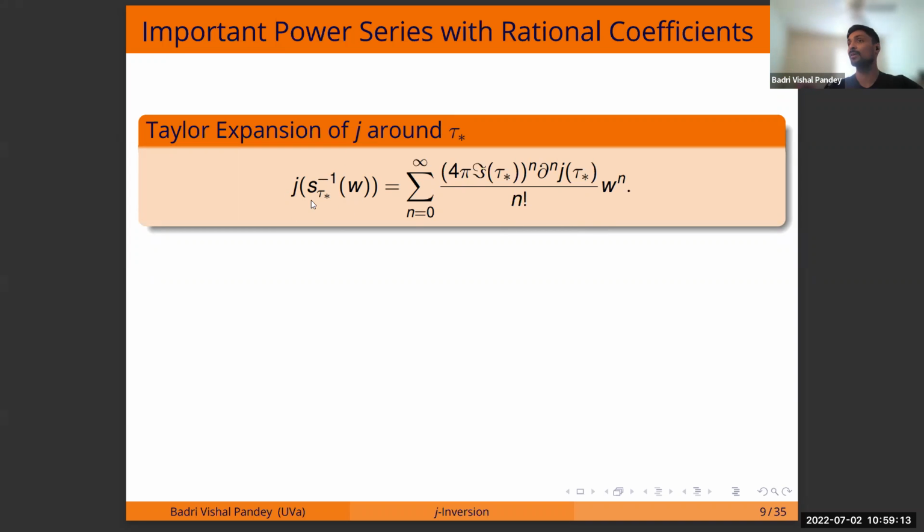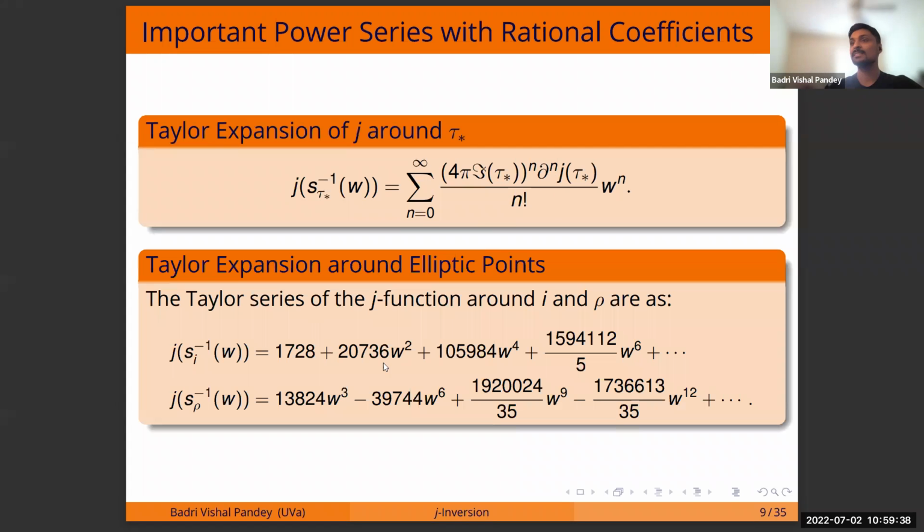J of S tau inverse of W is this summation, where 4 pi times the imaginary part of tau, the whole thing to the power n, and then there is the nth derivative of the J function. This is what I was talking about: evaluating this part is pretty hard in general. But when tau star is equal to I and rho, it has been well studied and we know what this is. Okay.